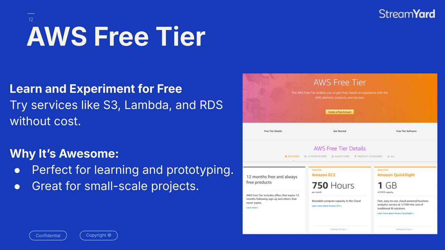And the last point is the AWS free tier, which makes learning and experimentation accessible. We have various tiers, like the always free offerings and free tier allocations, like 750 hours for T2 micro EC2 instances, 5 GB for S3, 25 GB for DynamoDB or 25 units of read and write, 1 million free requests for Lambda, and 400,000 GB-seconds of compute. So basically, it's perfect for your learning and prototyping, and great for small scale projects.